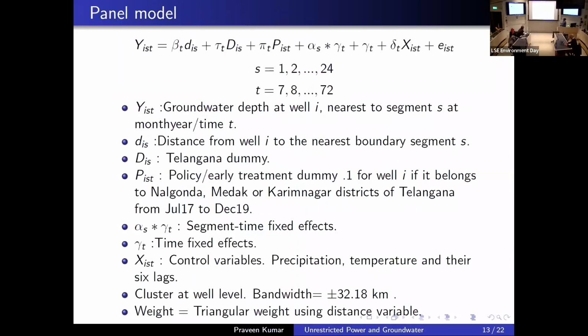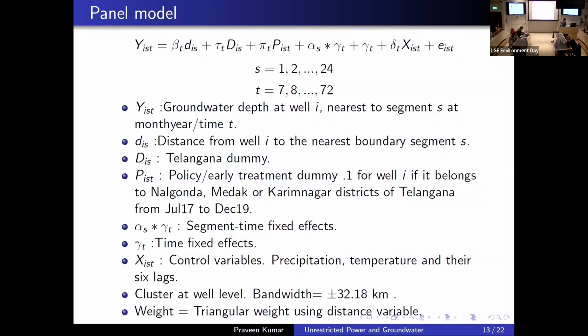No, I have talked about this. This is the model we are estimating. Y_ist is the groundwater depth at well i nearest to border segment s, in month-year time t. Our RHS variables are distance, and then capital D_is, the Telangana dummy, which is 1 for Telangana and 0 for neighbor states, and P_ist is the early treatment dummy, which is 1 for 3 districts which were treated earlier, and 0 for all other districts.